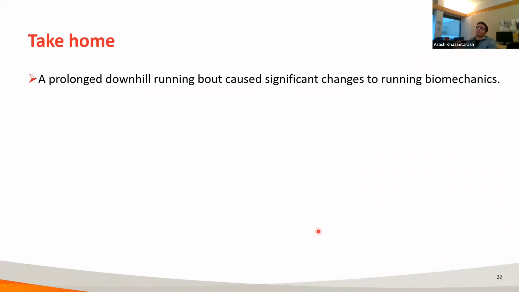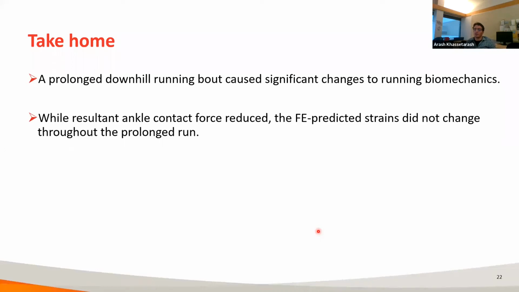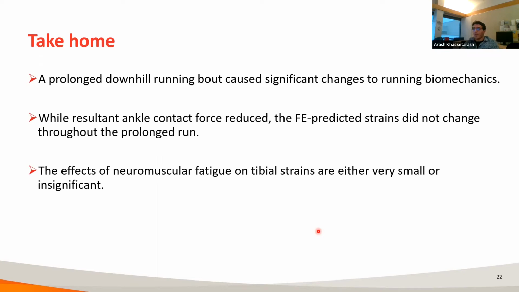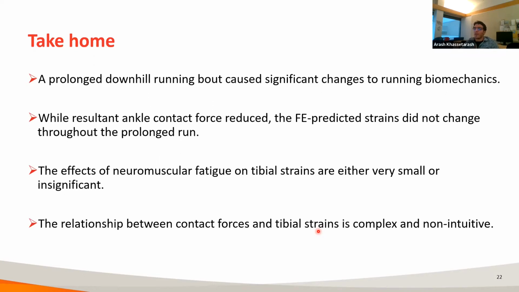The take-home messages of this study are that the prolonged downhill running bout caused significant changes to running biomechanics, and while resultant ankle contact forces reduced, the FE predicted strains did not change throughout the prolonged run. We conclude that the effect of neuromuscular fatigue on tibial strains is either very small or insignificant, and the relationship between contact forces and tibial strain is complex and non-intuitive, as a reduction in ankle contact force did not necessarily cause a reduction in strains.